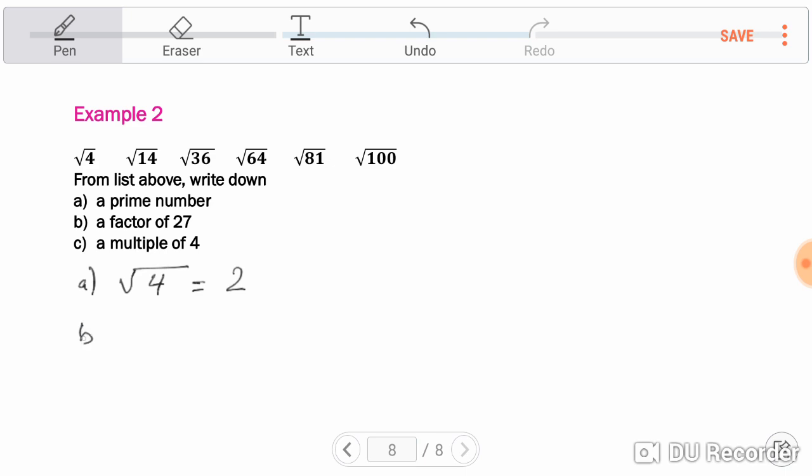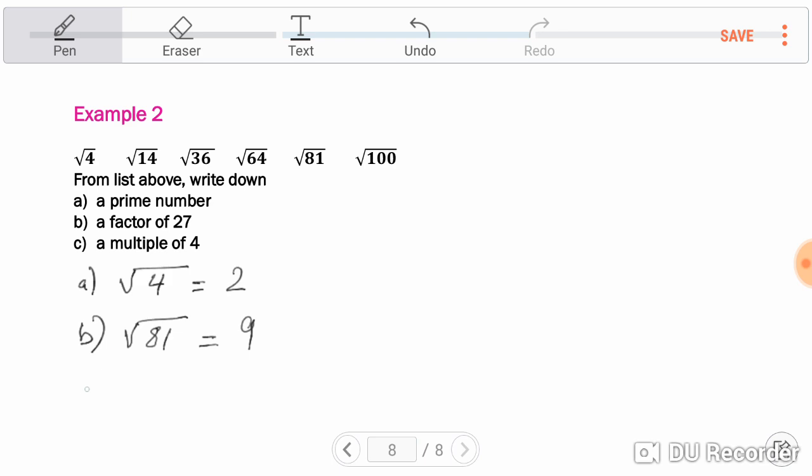Number B, a factor of 27. Factor of 27, the square root of 81. 81 هنا equals 9. 9 is a factor of 27.